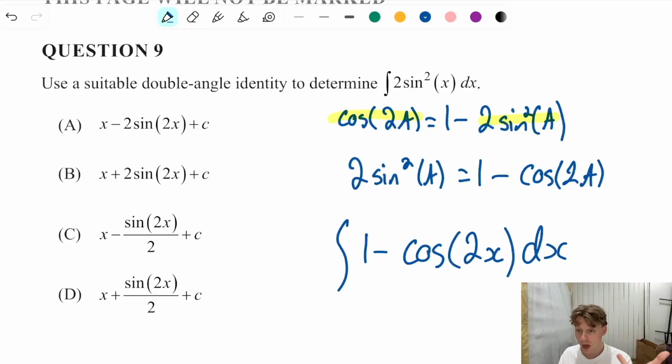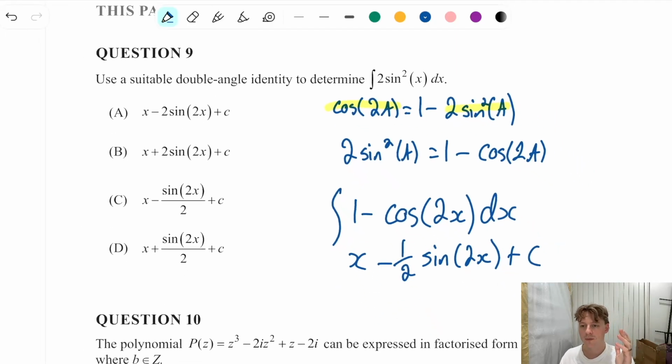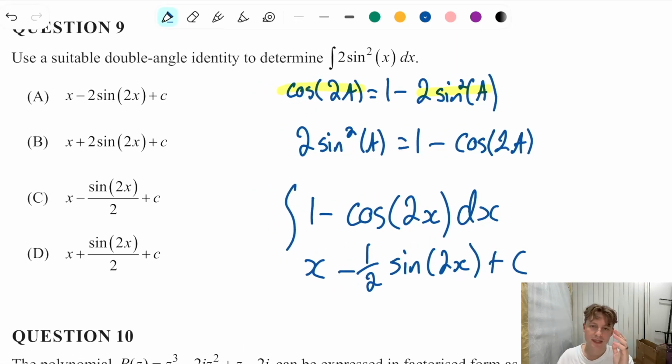So the integral of 1 is going to give x. The integral of negative cosine 2x, well, cos goes to positive sine when I'm integrating, so it's going to stay a negative. It's going to become negative 1/2 sine 2x plus c. And again, oh, sorry, that's cut off my face. Apologies. I'll zoom out a little bit more. Even if we've got the plus c, it's multiple choice. They all have plus c in them anyway.